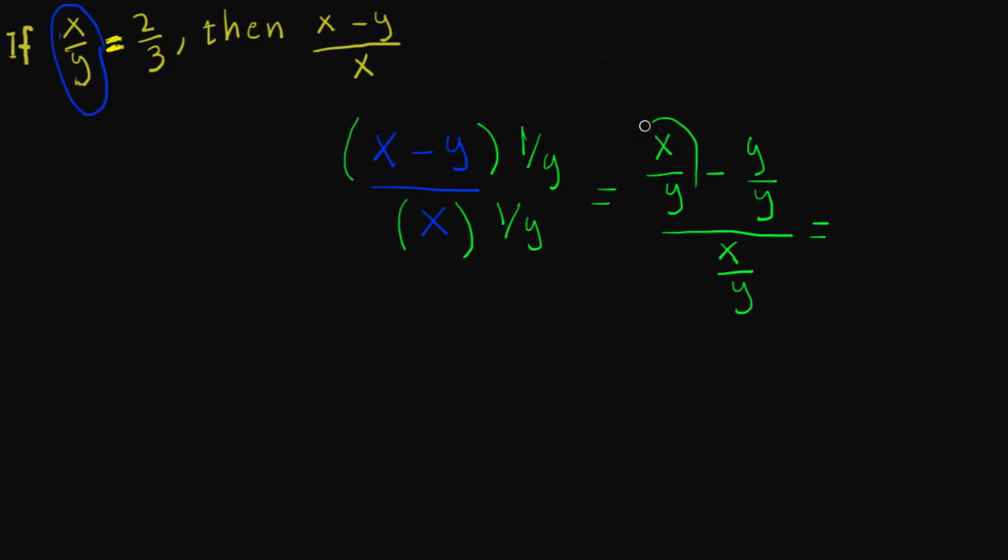So this is our x over y, and this is another x over y. So we substitute for those. Instead of x over y, I would write 2 over 3, which is given right here. And then y over y is a 1, divided by, again, x over y, which is given as 2 over 3, or 2/3. So this is one of the fastest ways of solving this problem.